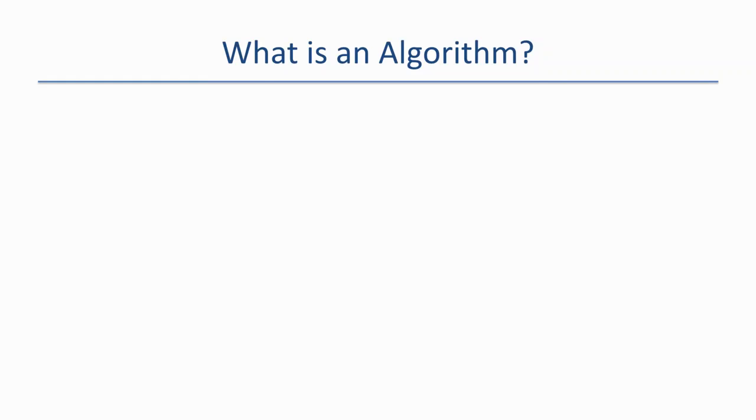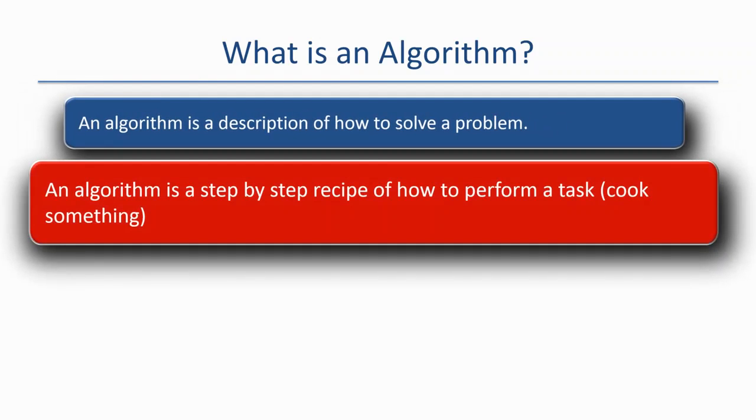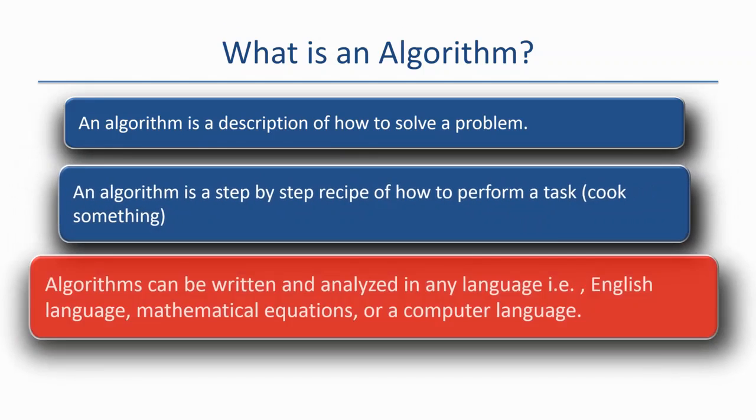Let's see what is an algorithm. In simple terms, an algorithm is a description of how to solve a problem. Another definition would be an algorithm is a step-by-step recipe of how to perform a task.